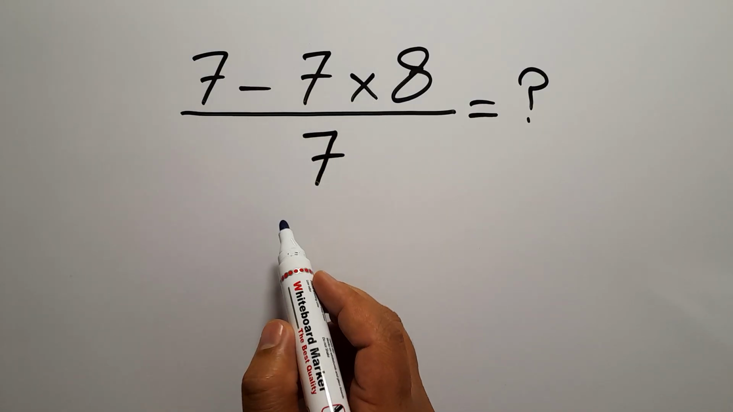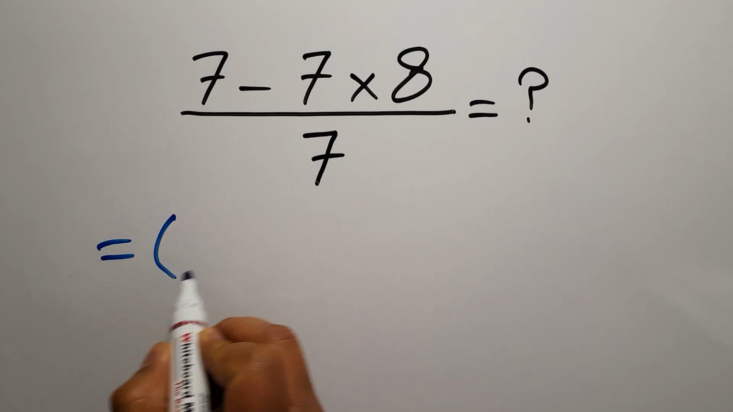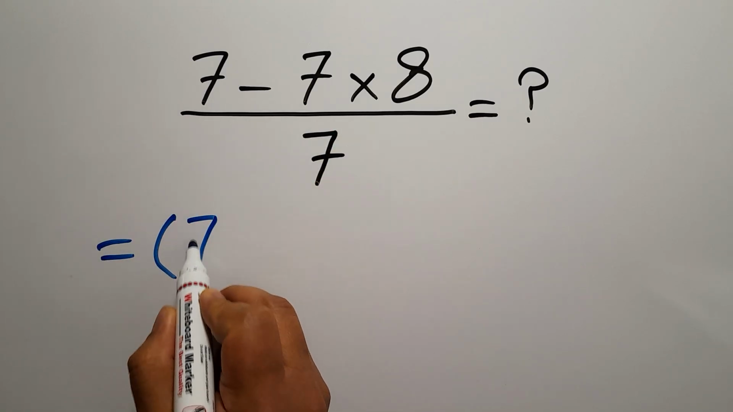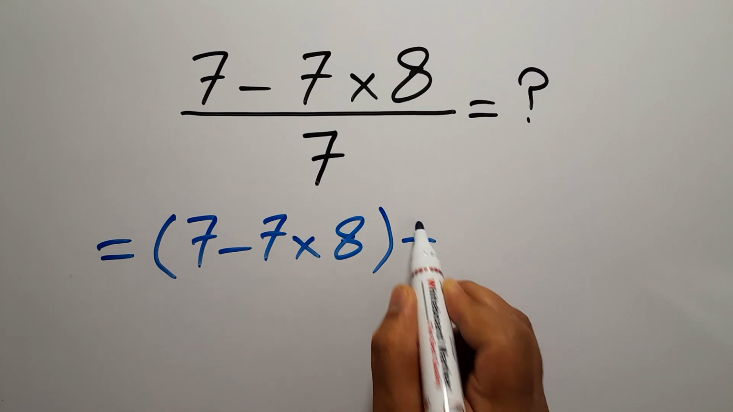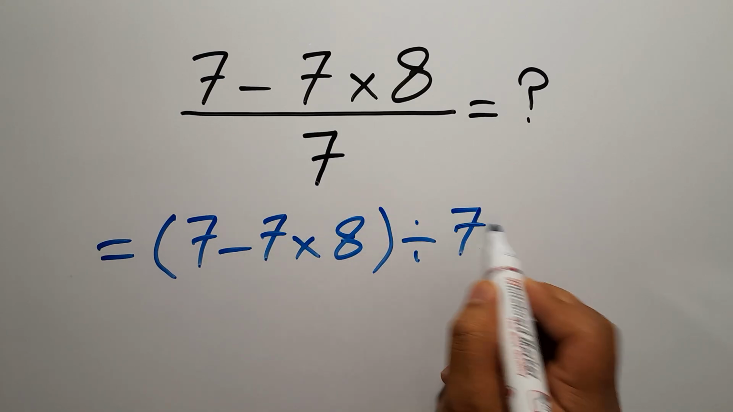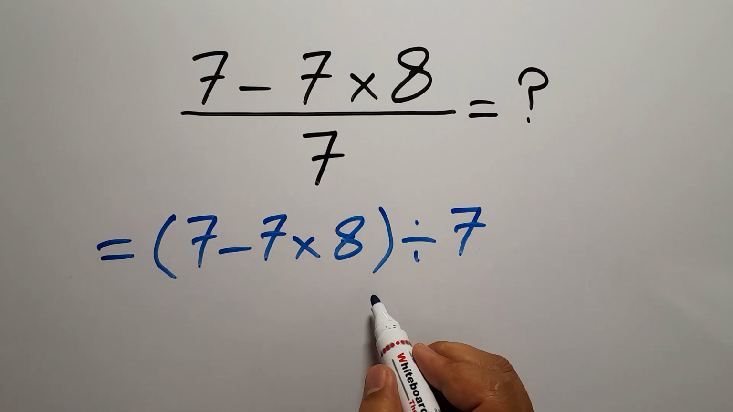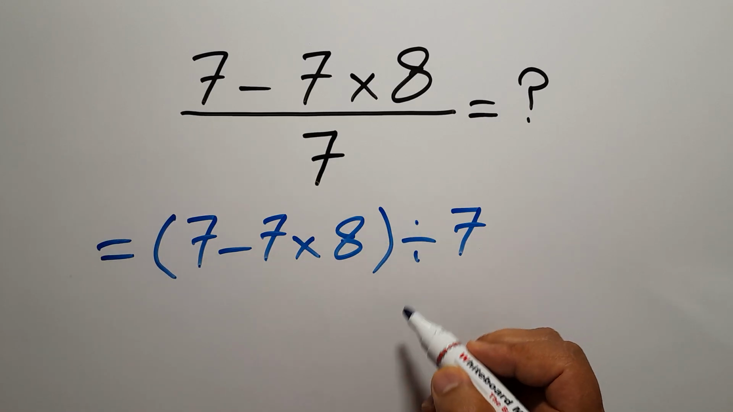Instead of our fraction, we can write parentheses, the numerator 7 minus 7 times 8, divided by the denominator, which is 7. Now we have this parentheses and this division.